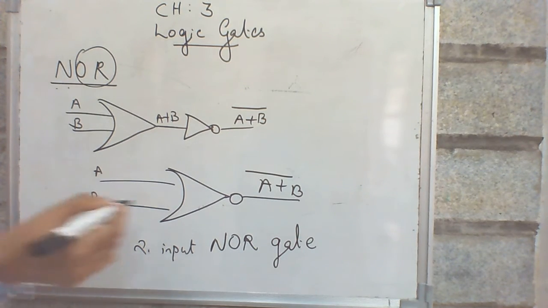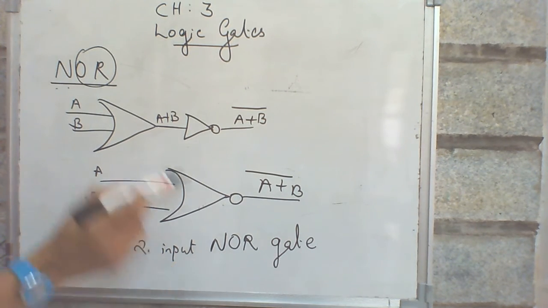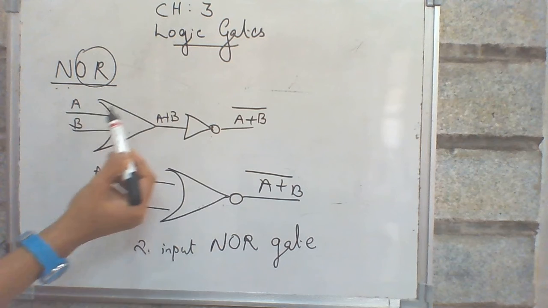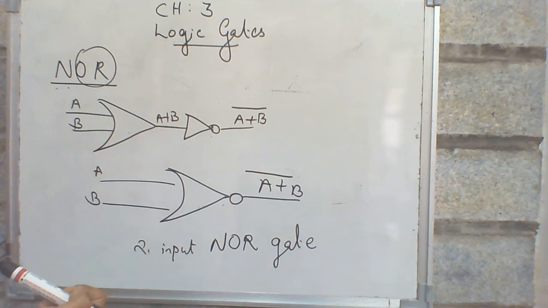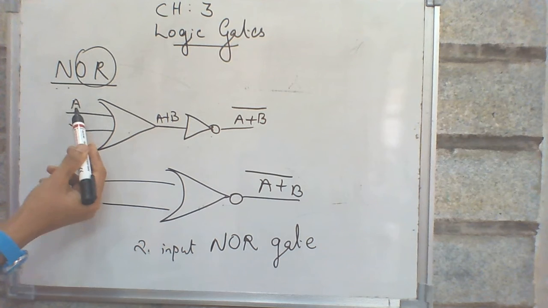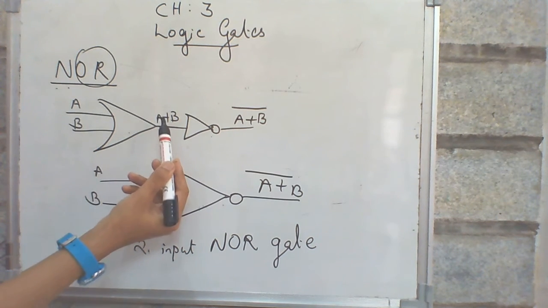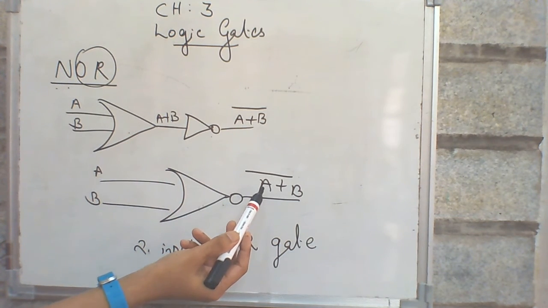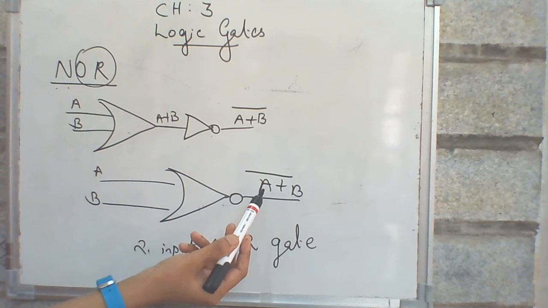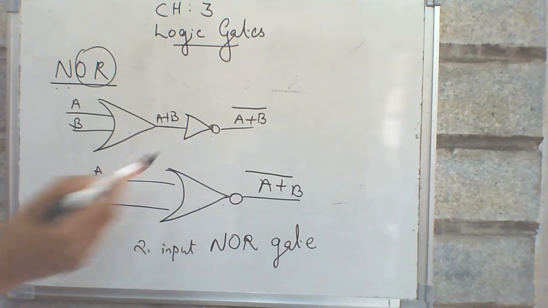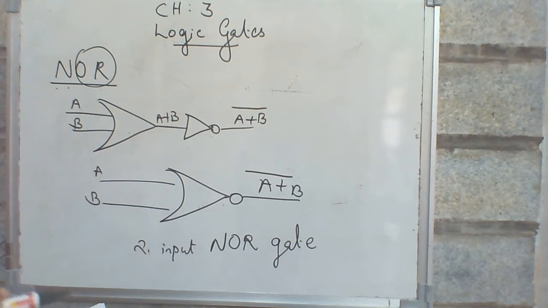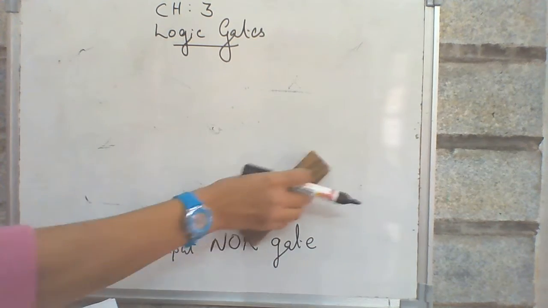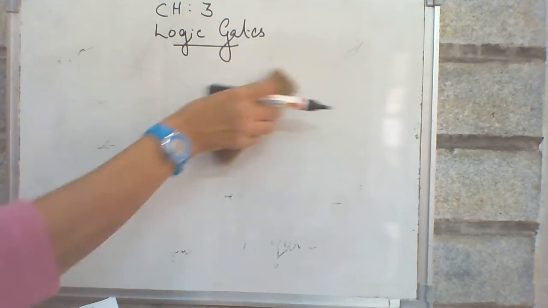2 input NOR gate. NOR gate means OR gate followed by one NOT gate. That is, if A and B are the input, output of OR gate is A plus B. Output of NOR gate is A plus B the whole bar. Okay. Then how can we represent it using a truth table? We can represent the truth table for 2 input NOR gate.